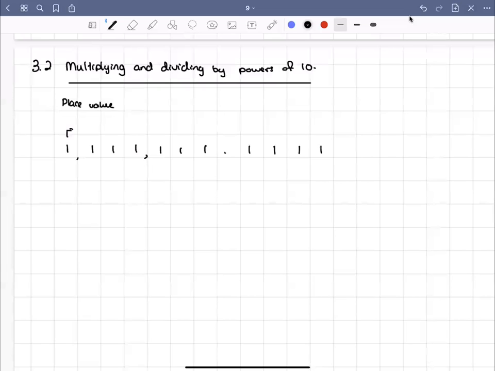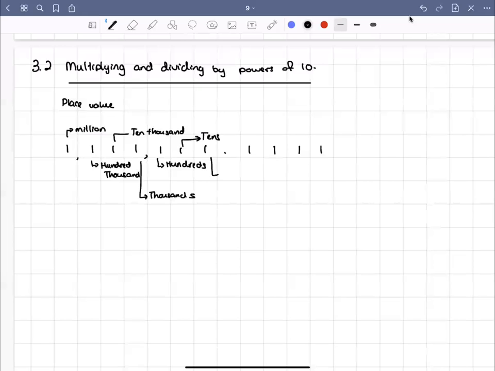This one has a value of 1,000,000. This one has a value of 100,000. This one has a value of 10,000. Sorry, yeah, 10,000. This one has a value of 1,000. This one has a value of hundreds. This one has a value of tens. This one has a value of ones.